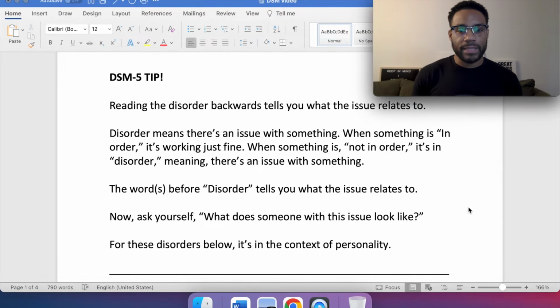So, disorder means there's an issue with something. When something is in order, it's working just fine. When something is not in order, it's in disorder, meaning there's an issue with something. The word or the words before disorder tells you what the issue relates to. Now ask yourself, what does someone with this issue look like, right? And for these disorders below, again, it's in the context of that mood, that personality.